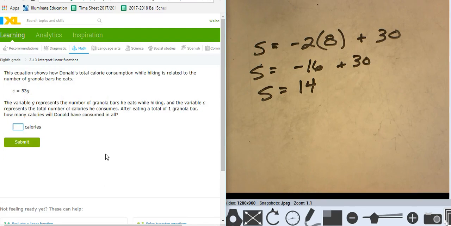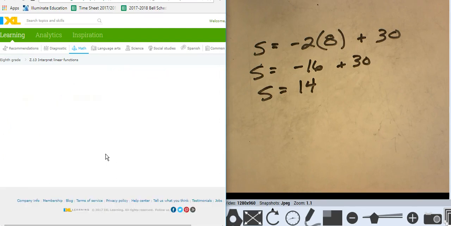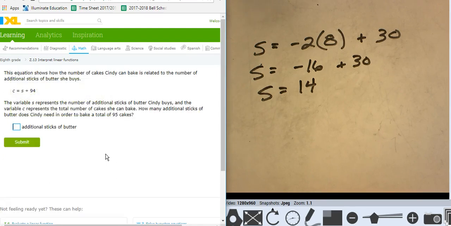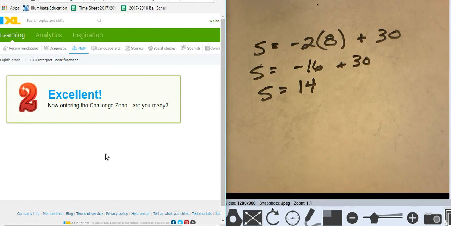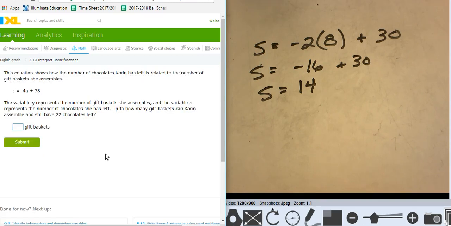Oh, this one's straight. 1 granola bar, 53. That's straightforward. This one's straightforward. 95 cakes, that's going to be 1. Pages after 1 hour, 47 pages. Really? That was the challenge zone? One with a negative on it? So here's another one with a negative on it. 22 chocolates left. Okay, you get it.